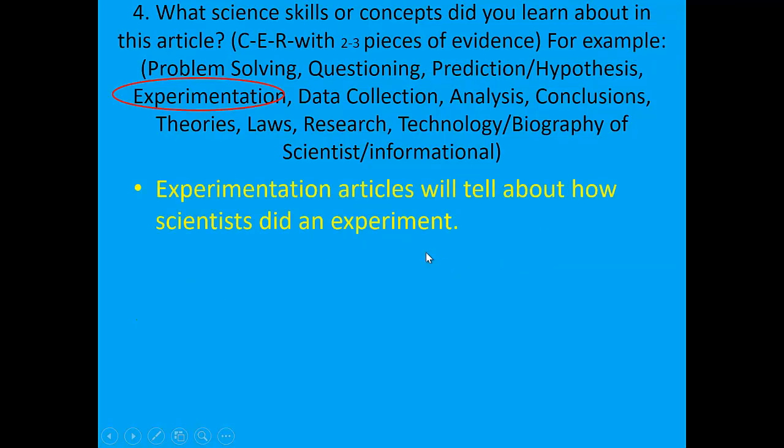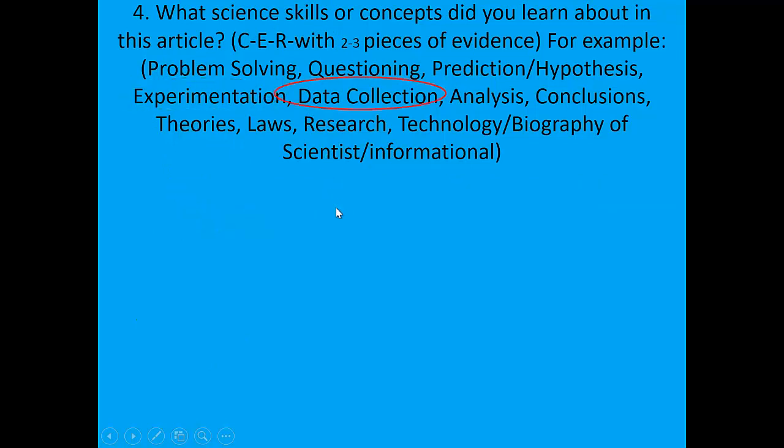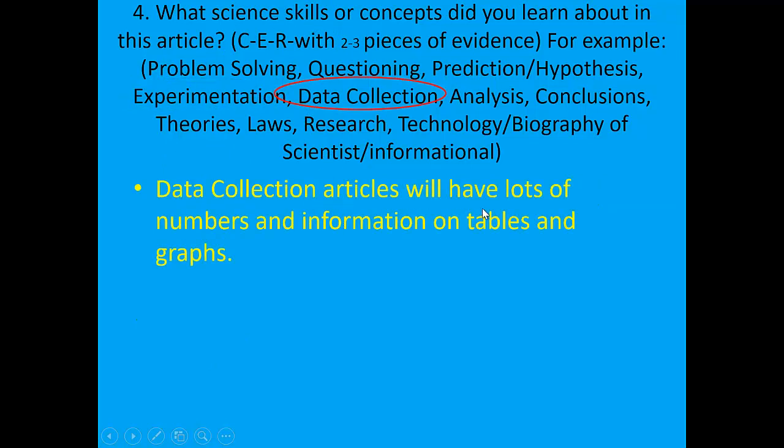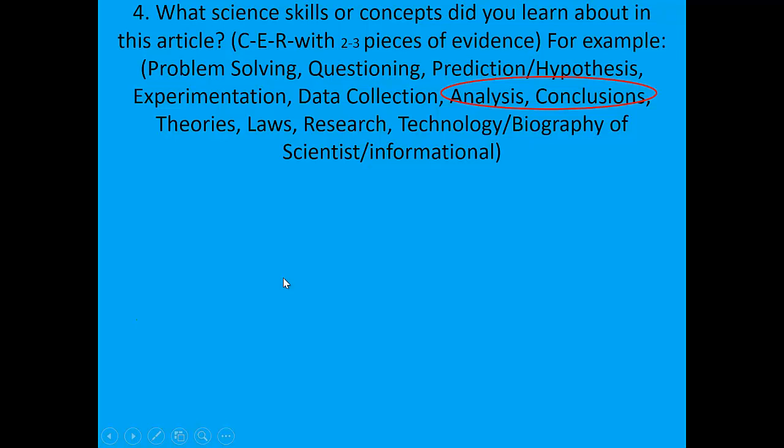The next is experimentation. This article is going to tell you about an experiment that scientists did. So it might tell you that they predicted something, then they ran this experiment. So it would really be like reading a lab procedure or a lab report. Data collection, if it's a data collection article, it's going to have lots of numbers and information on tables and graphs. Analysis and conclusion, think about what we do in class.